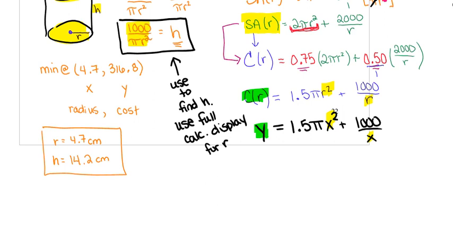All right, so the dimensions that will produce the least expensive can, we have found. If it asked what was the cost of the least expensive can, your cost would be $316.80 something cents. Whew, good stuff.